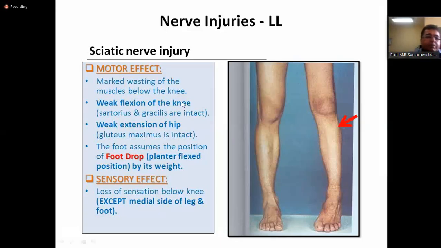So I will just give these things. Marked wasting of the muscles below the knee. Weak flexion of the knee, as sartorius and gracilis are intact. Weak extension of the hip, as the gluteus maximus is intact. And the foot assumes the position of foot drop. Right? Foot drop is due to the effect of gravity. Then sensory: loss of sensation below the knee except the medial side of the leg and foot, which is supplied by the saphenous nerve.